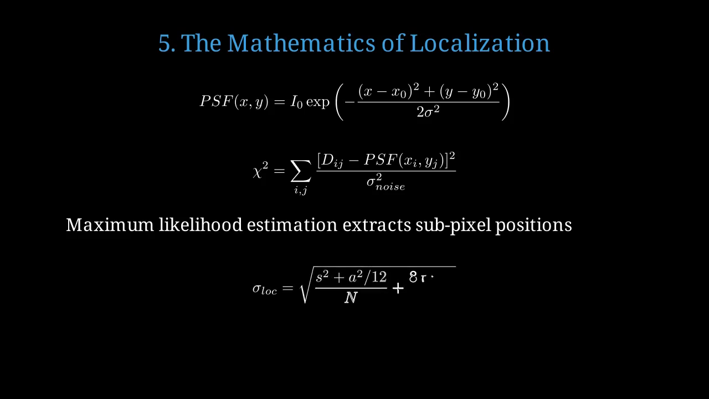The full expression for localization precision includes the PSF width s, pixel size a, detected photons N, and background b. The second term shows noise degrades precision at low photon counts.